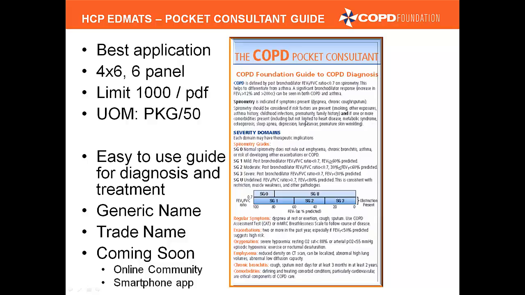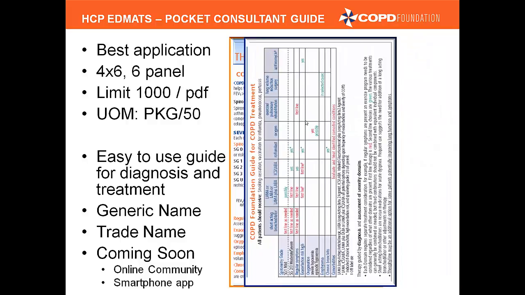So the new COPD Foundation Guide to COPD Diagnosis and Treatment talks about 7 severity domains: spirometry grades, regular symptoms, exacerbations, oxygenation, emphysema, chronic bronchitis, and comorbidities all have implications for treatment. The treatment therapy chart can be seen on the next panel, which lists the severity domains in the rows located here, and the recommended treatment and therapy is listed in the columns. It gives recommendations for first line and second line and possible other options. So this really is a great card.